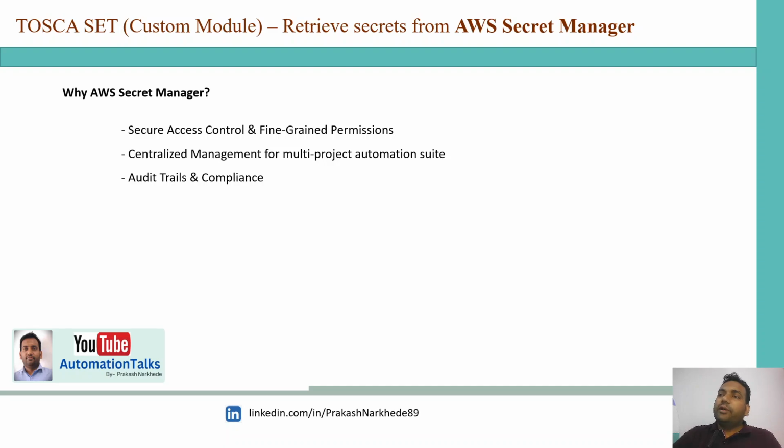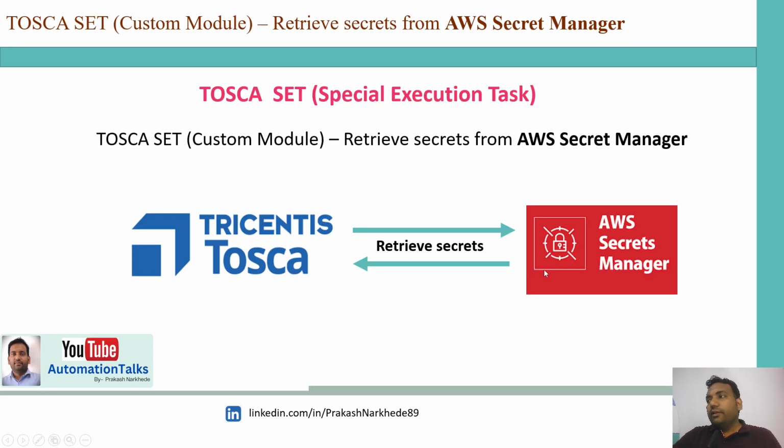Obviously, this is very important when it comes to audits and compliance. We should not be making our credentials visible. We should be keeping them in secured places and be compliant with all those compliance acts. So at a high level, we are going to store the secrets on AWS Secret Manager, and we are going to retrieve them from Tricentis TOSCA.